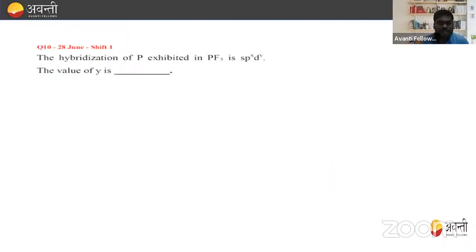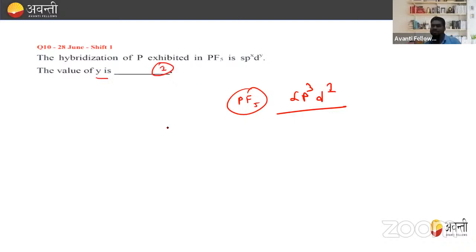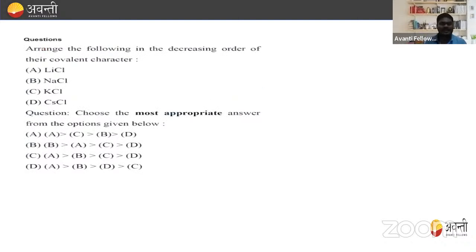Now, the hybridization of P exhibited in PF5 is sp3dy? We know that in PF5, like PCl5, the hybridization is sp3d1. We already saw such type of question, right? So here sp3d1. What is x? What is the value of y? The value of y is 1. If they ask what is the value of x, then the value is 3. So we can easily solve such type of questions.